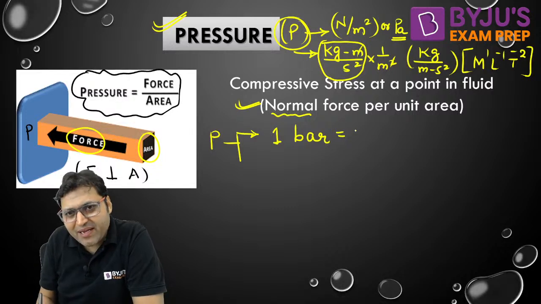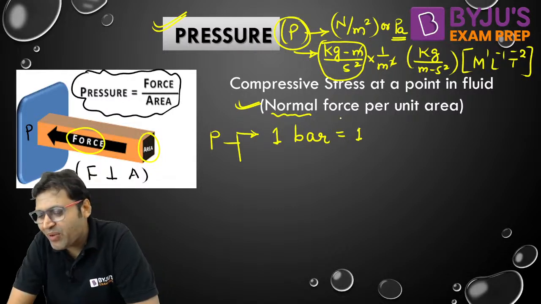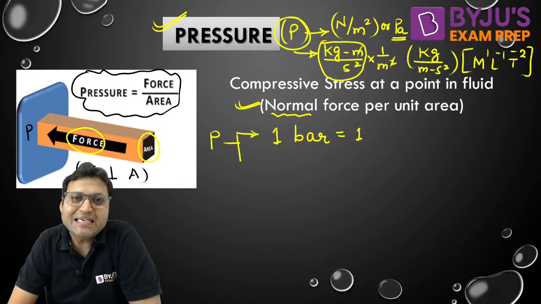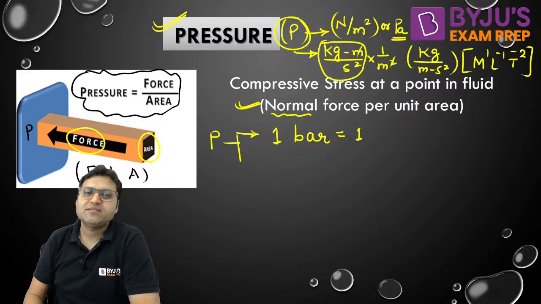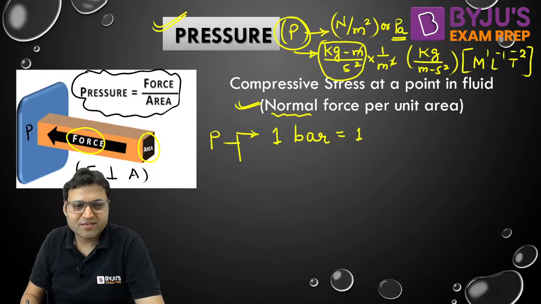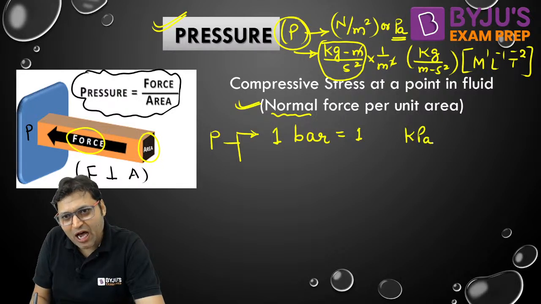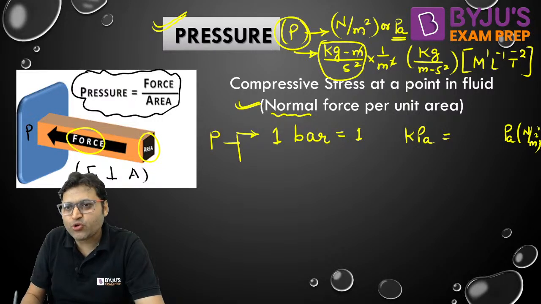One bar will be equal to, can you let me know how many kilopascal, everybody? 1 bar, another unit of measuring pressure, is bar. Very common unit of measuring the pressure. In kilopascal, how much is it? And in Pascal or Newton per meter square, how much is that? You should be able to convert.